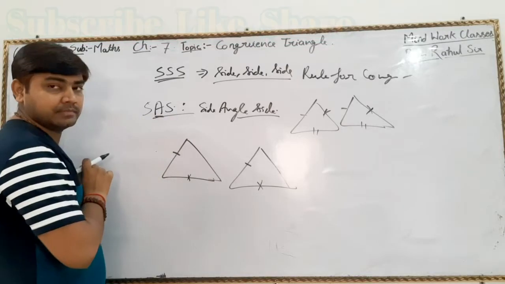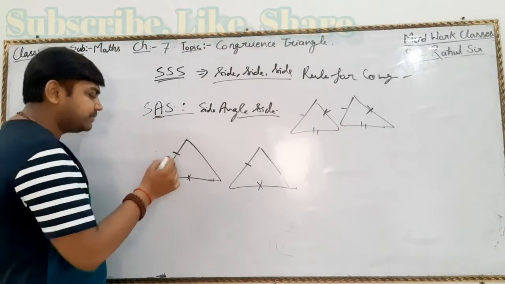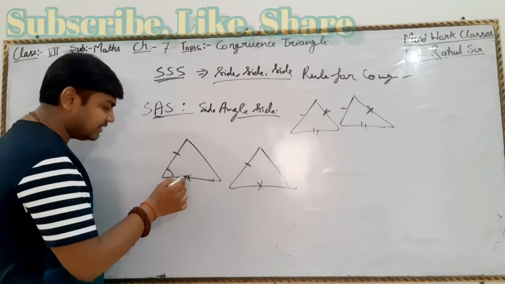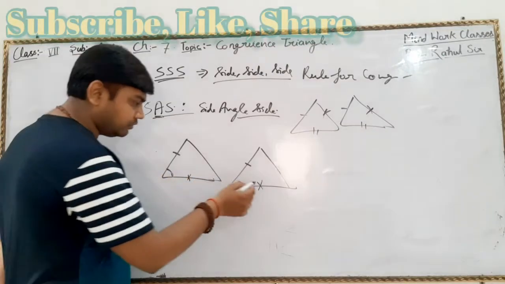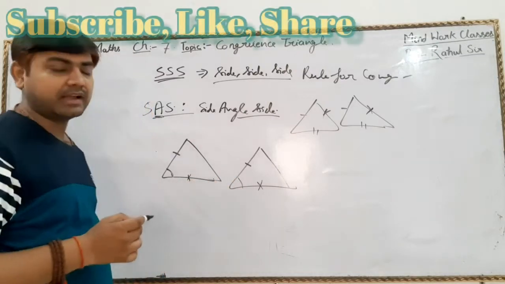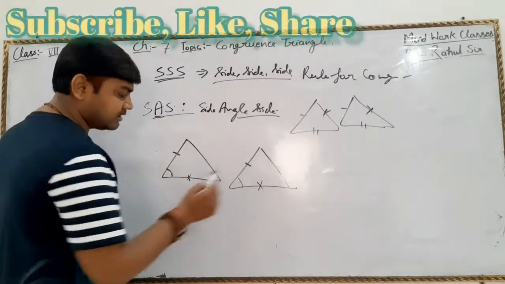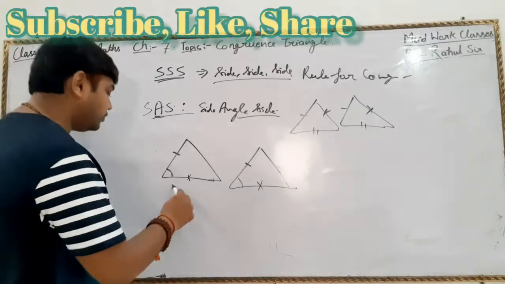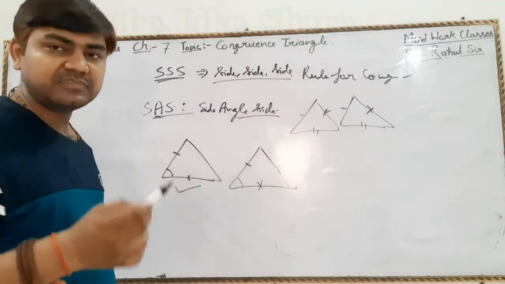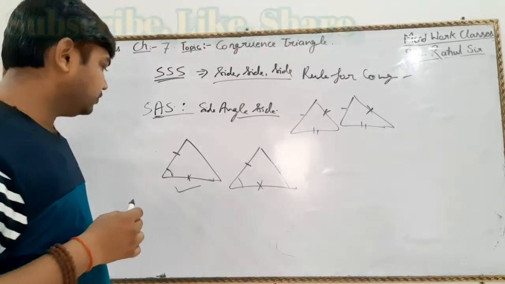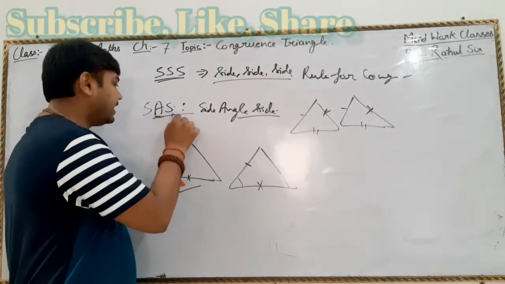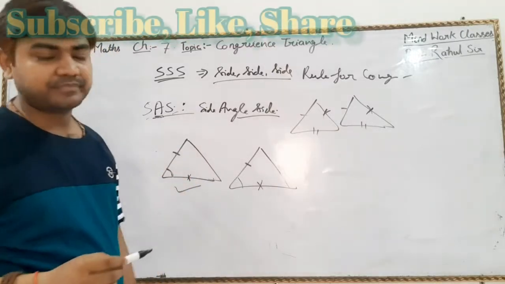So the angle must be between these two sides, that means this side and this side making this angle. So this angle must be equal to this angle, and this side and this side are equal. If this is the condition, then these two triangles are congruent again. So we must understand this also: side, angle, side.